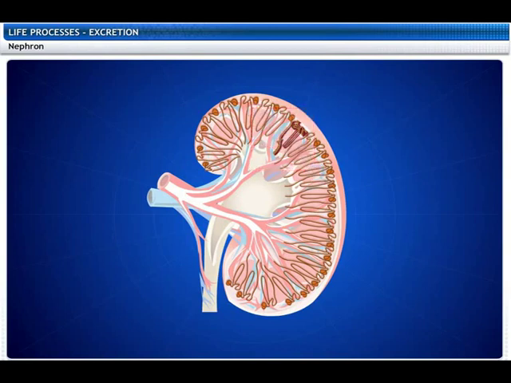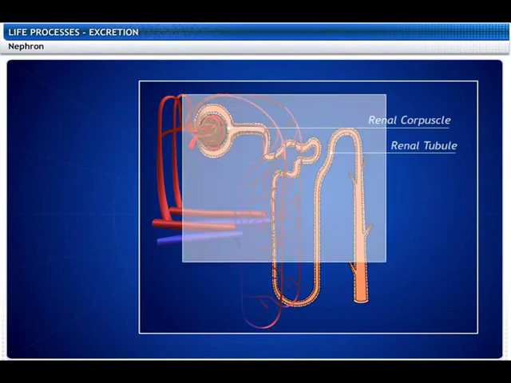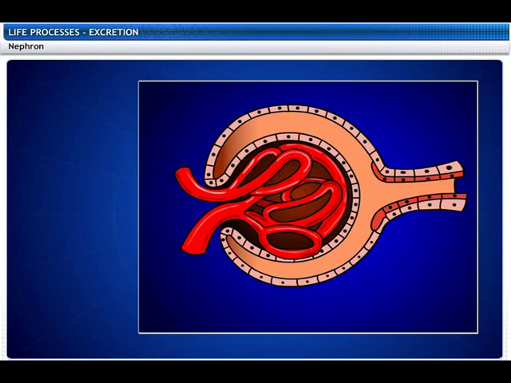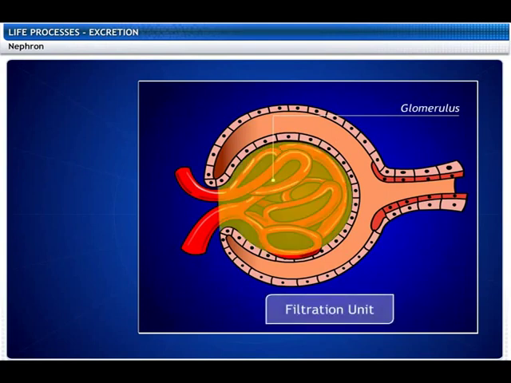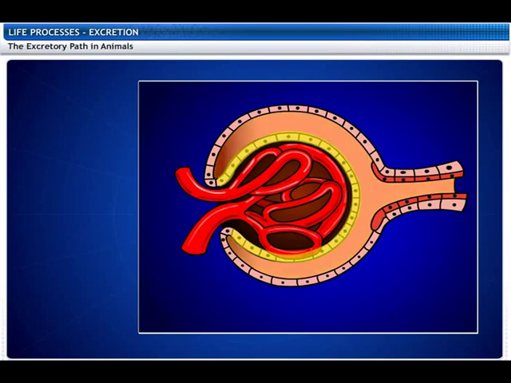Each nephron consists of a corpuscle and a renal tubule. A corpuscle is composed of tangled clusters of tiny blood capillaries called glomerulus. This is called the filtration unit. A thin-walled, sac-like structure called Bowman's capsule surrounds the glomerulus. The inner layer of Bowman's capsule covers the glomerulus, and the outer layer is continuous with the inner layer and with the wall of the renal tubule.